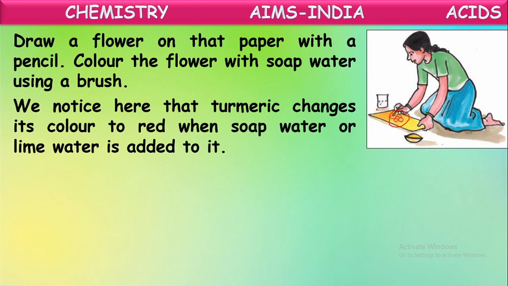Why? Because here the soap water is basic in nature. We told that turmeric changes its color to red when it reacts with soap water or lime water, which is basic in nature. So when you write with this soap water or lime water as a drawing or diagram on the yellow colored turmeric paper, the diagram immediately turns red.